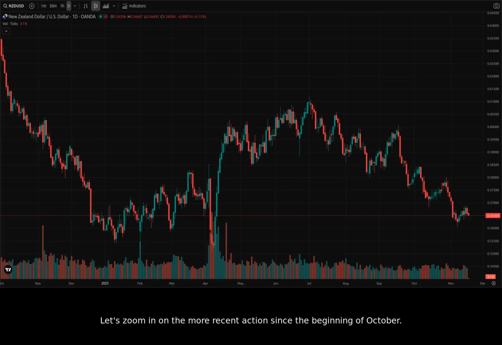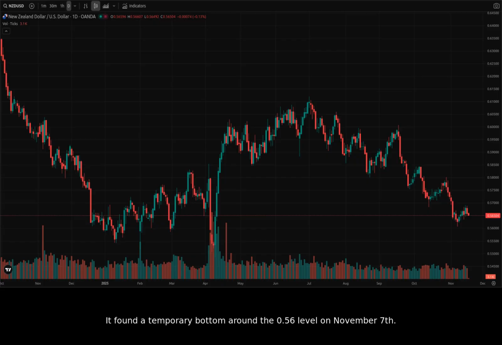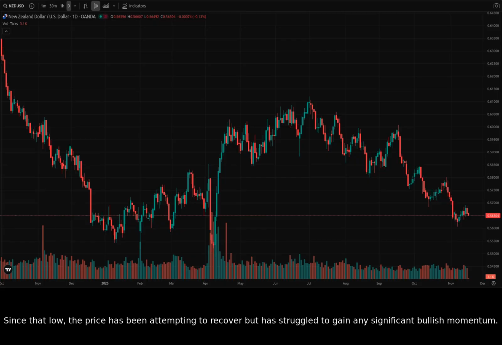Let's zoom in on the more recent action since the beginning of October. This view clearly shows the latest leg of the downtrend. After failing to hold above the 0.58 level in late October, the price experienced a sharp decline in early November. It found a temporary bottom around the 0.56 level on November 7th. Since that low, the price has been attempting to recover but has struggled to gain any significant bullish momentum. This brings us to the current consolidation phase, where the market is deciding its next major move.